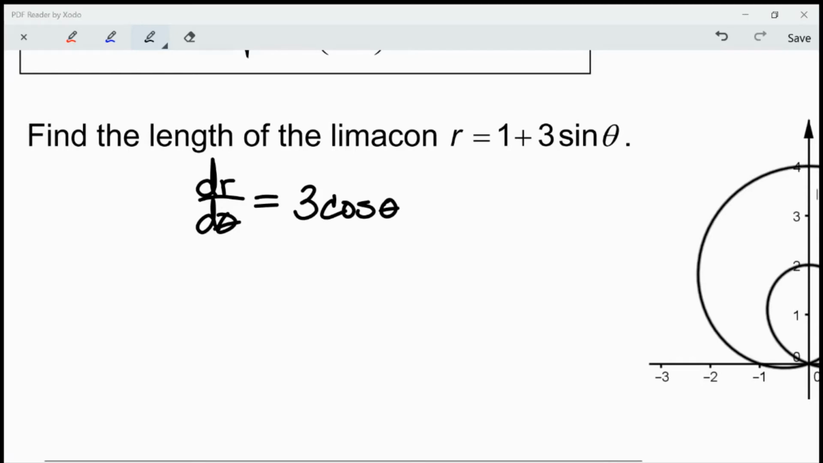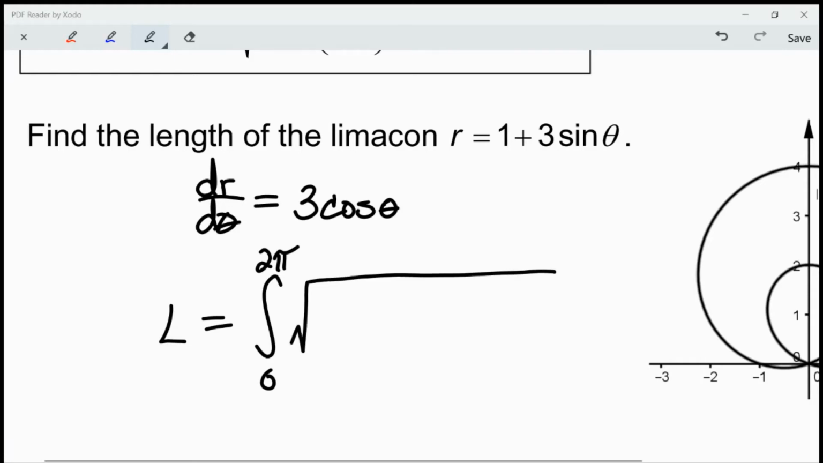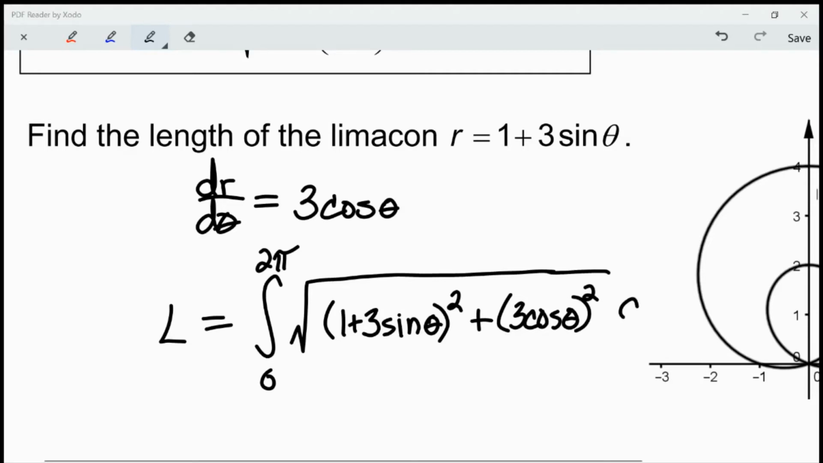And just from that, that's really all I need to know. If I want to find the length, one cycle of these curves is typically going to be 0 to 2 pi. We'll talk about this a little bit more in a minute. This one, it's 0 to 2 pi. And then I'm going to do the square root of my r squared plus dr d theta squared. So my r was 1 plus 3 sine theta, I'm going to square that. My dr d theta was 3 cosine theta, I'm going to square that and then multiply by d theta.